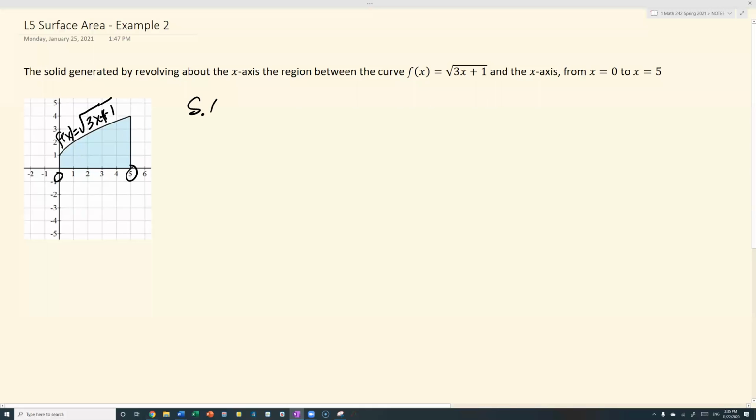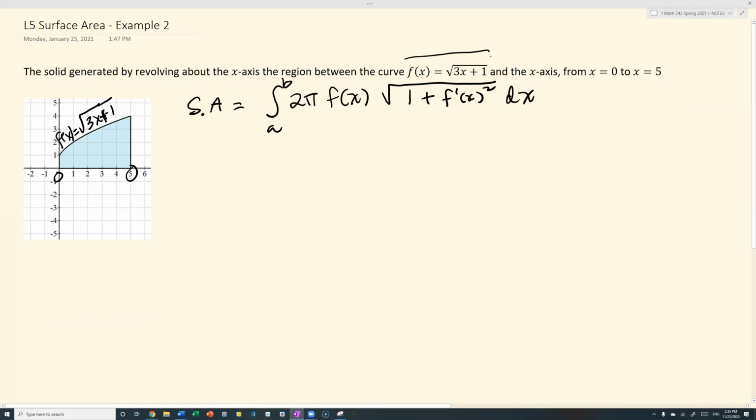So surface area, as we know, is the integral from a to b of 2 pi f of x times the square root of 1 plus the derivative squared dx, right? So what we want to say is first, in order to use this, we should go and find the derivative of f of x, right?